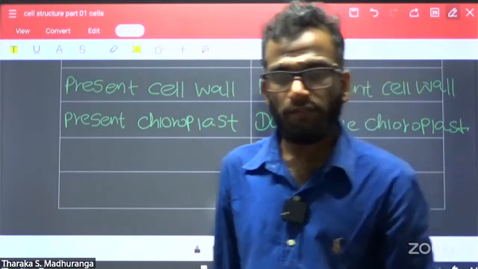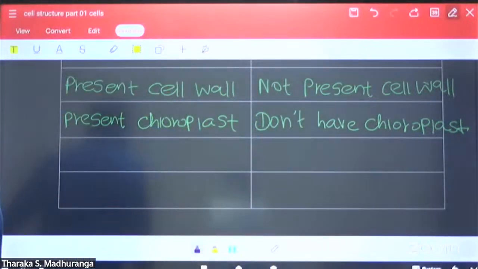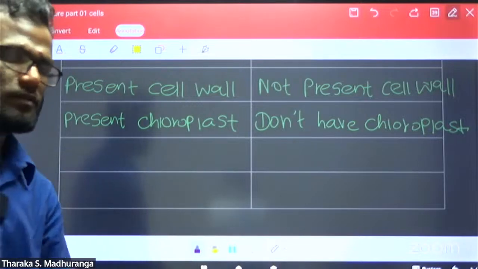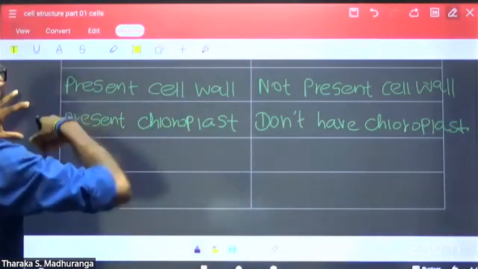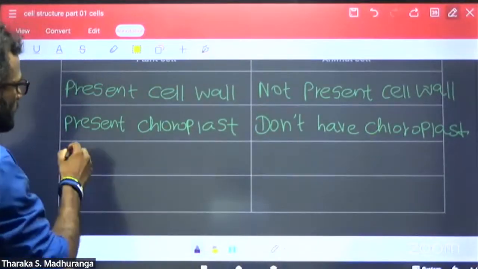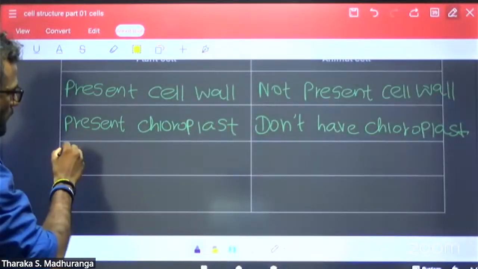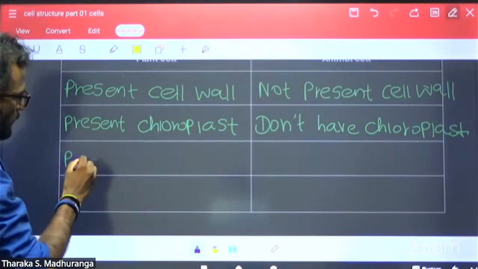Devon, what is the other difference? Now I will explain. Yes, vacuoles. Plant cell present.